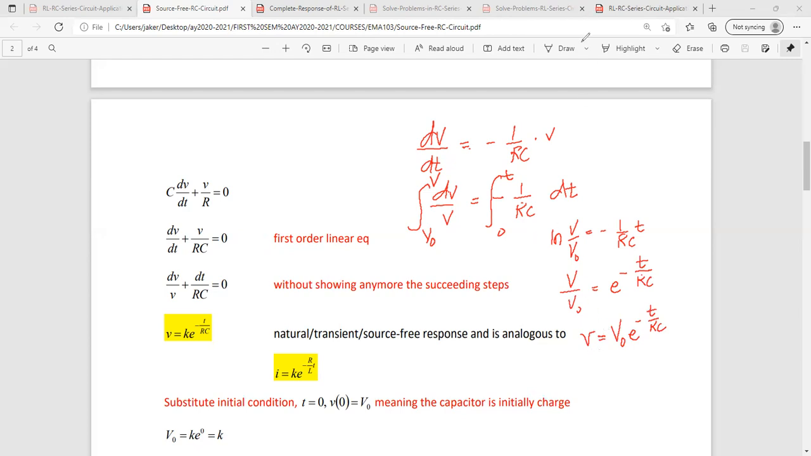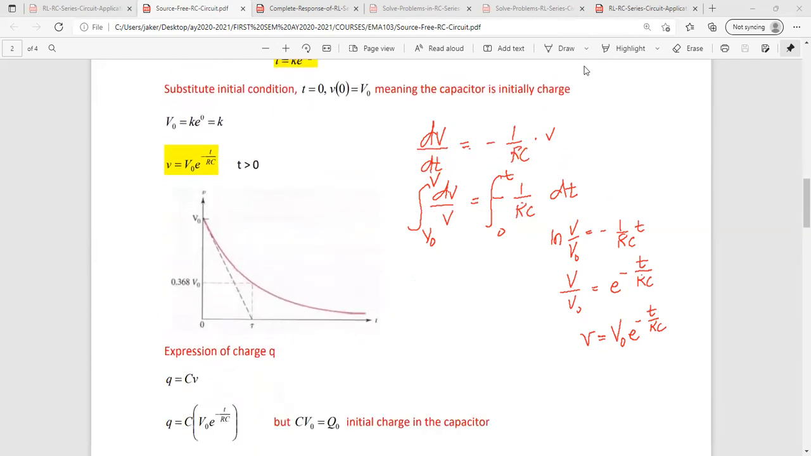The V sub O was just cross-multiplied here to give us a formula for the voltage in the capacitor at any time t. If you look closely, class, I'll go down. It's here already. V is equal to V sub O e raised to negative t over RC. Here it is already. Okay?